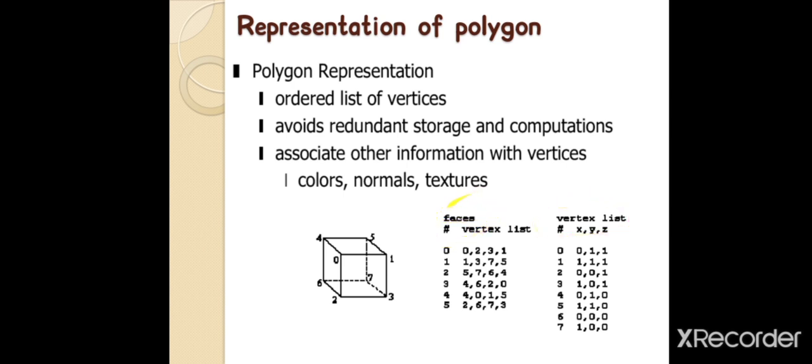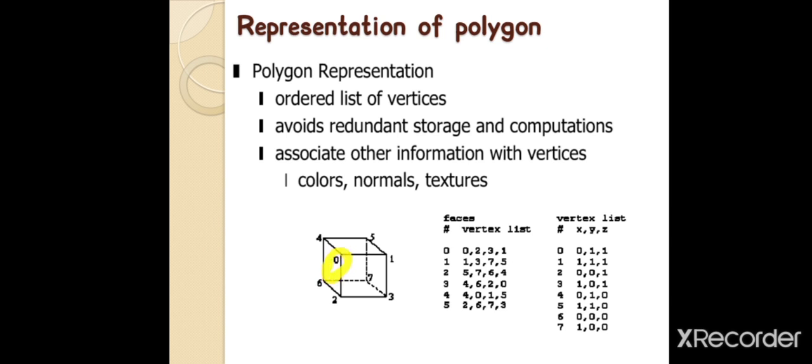If we use face storage, then how many faces are we going to store? Side first, second, this side is the third, back side is the fourth, top is the fifth, and below is the sixth. So here 6 faces are stored, and for each face we store its vertex list. Suppose the first face is this one, so 0, 2, 3, 1 all belong to our 0th face. Similar to that, we have to store the vertex list for the remaining faces. Next, we can also save in vertex list form. Means what?